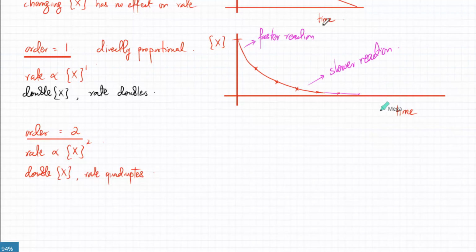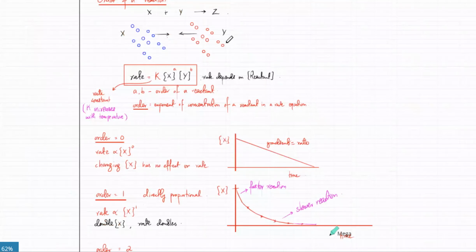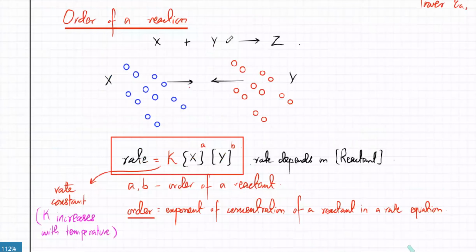Yes, sir. Is it going to touch the x-axis? So let's do a thought experiment on that. Will it touch the x-axis? That means the concentration of X goes to 0, right? So imagine these two, X and Y, reacting together. What would happen eventually? The reaction would slow down. Why? Because the concentration of X is getting used up, and there's less and less.